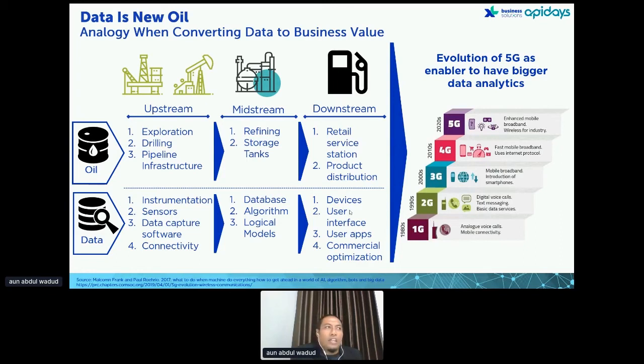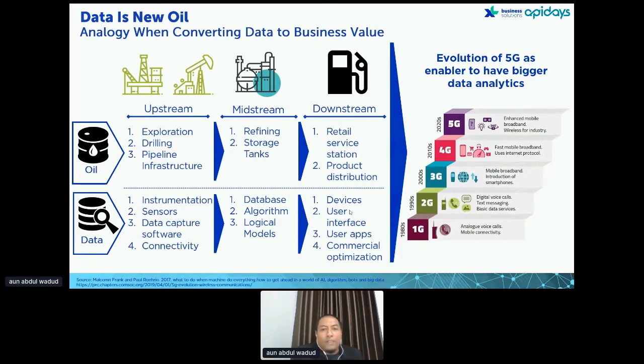And then from 4G, for example, to 5G, it will be 10 or 100 times faster, which in terms of storage means we need a very huge amount of storage to store the 5G data that we can capture from our customers.